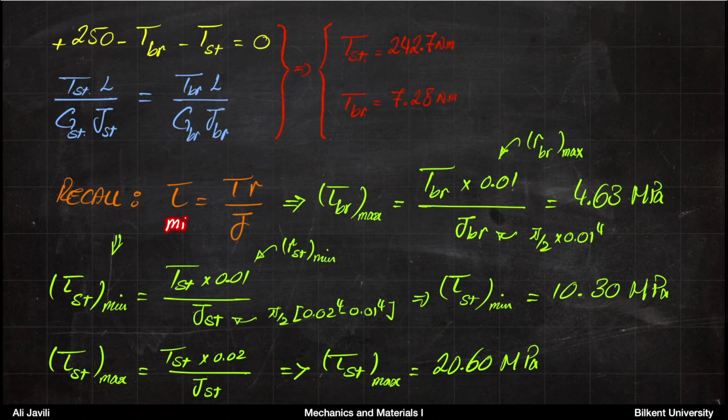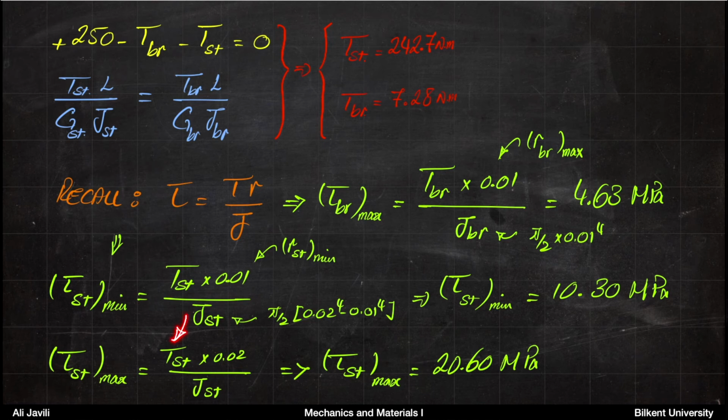Now, the minimum tau would be T R min divided by J. When you use the minimum radius, you get the minimum shear stress. When you use the maximum radius, you get the maximum shear stress. For the tube, the minimum radius is not zero, unlike the core. For the tube, the minimum radius is 10 millimeters. So you insert that, you use the J, the polar moment of inertia for steel, you use the torque for steel as we have calculated before, and then you get the minimum shear stress for the steel tube, and that is 10.30 megapascal. Now, if you insert the maximum values, the maximum radius for a steel tube is 20 millimeters, so 0.02.